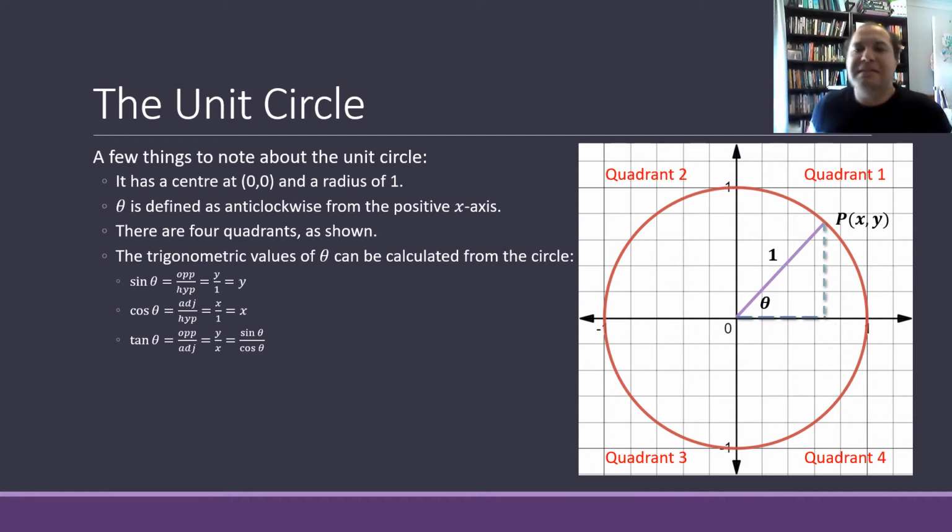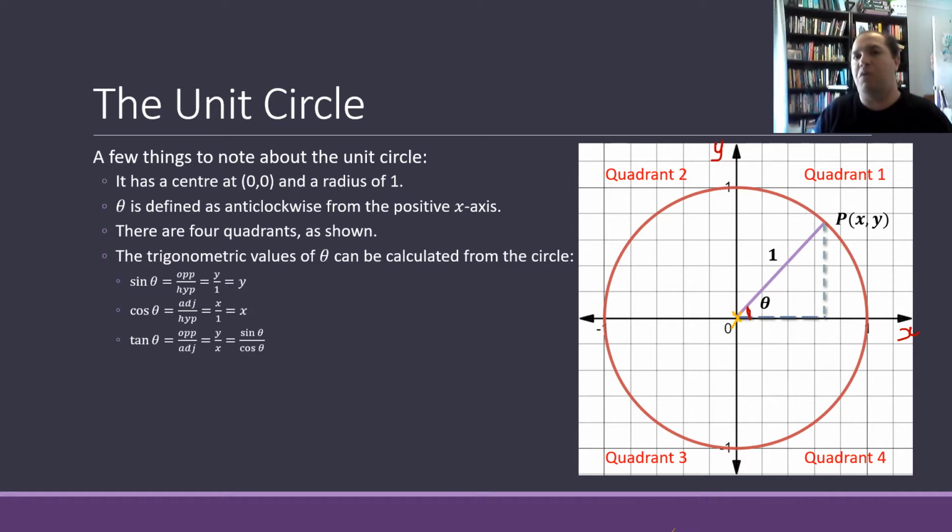Alright, so a few things to consider about the unit circle. It's got a center at 0, 0, which is here on our picture. And it's got a radius of 1. That's why it's called the unit circle. It's got a radius of 1 unit. Now, the angle here, we've got theta, is this angle here. So we measure it from the x-axis and we measure it anti-clockwise towards the y-axis. So that angle is theta.